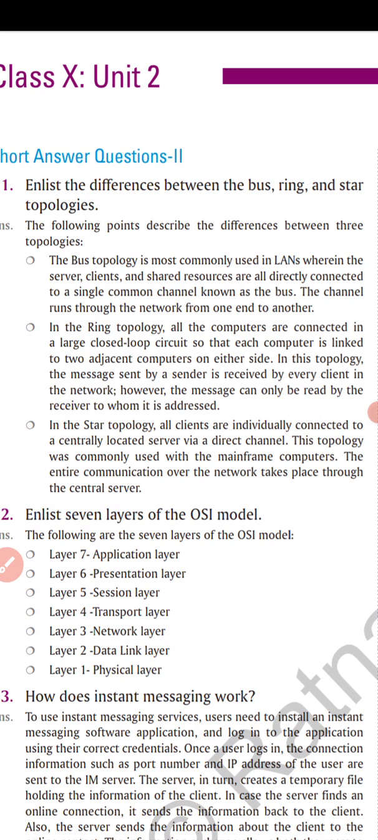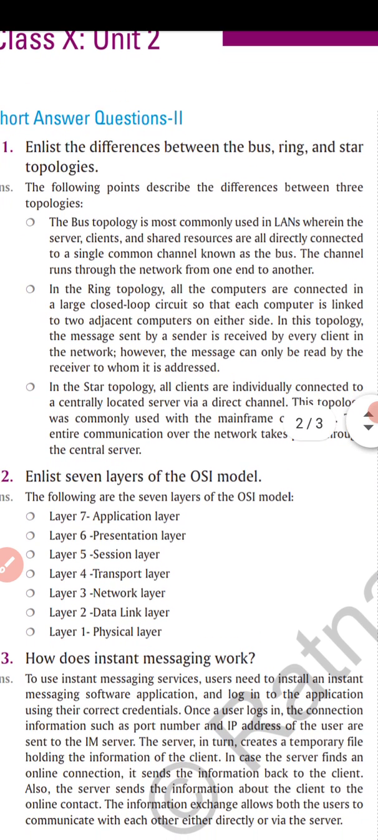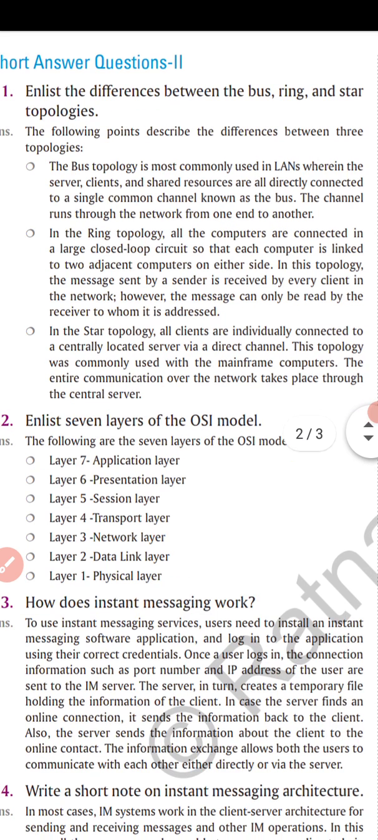location based work here. And in star topology you can say that all clients are individually connected to a centrally located server. A central option is available like a server computer there, and all the computers are connected from there. You can say that these are the differences between the bus, ring and star topologies.